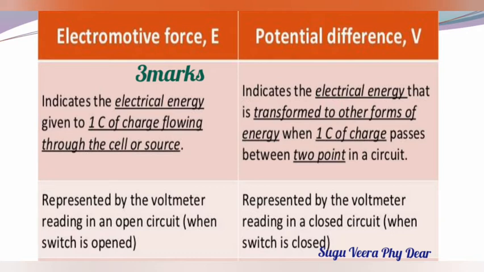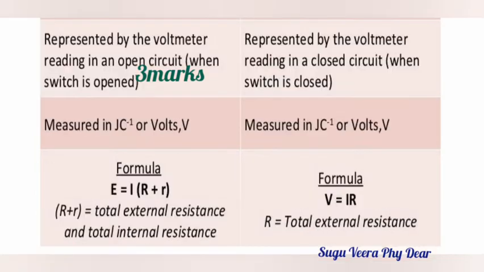EMF, second point: represented by the voltmeter reading in an open circuit when the switch is opened. Potential difference, second point: represented by the voltmeter reading in a closed circuit when the switch is closed. Third point, the EMF is measured in joule per coulomb or volts, capital V. Potential difference, third point, is also measured in joule per coulomb or volts, capital V.